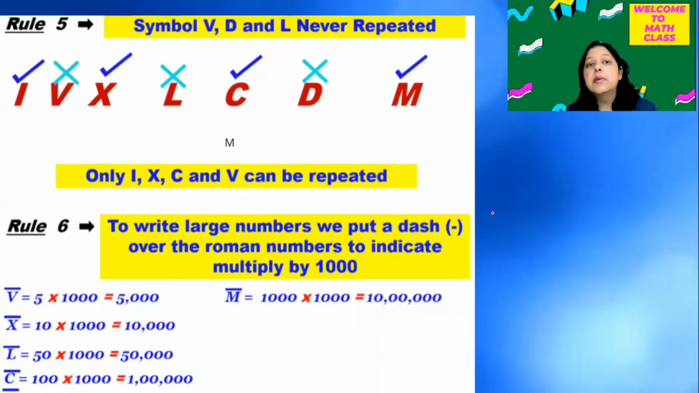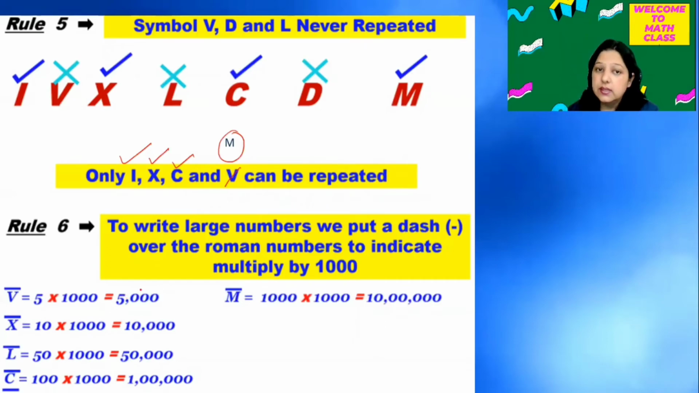Rule number 5. Symbols V, D, and L are never repeated. You can see it here: V, L, and D we cannot repeat. We can only repeat I, X, C, and M.